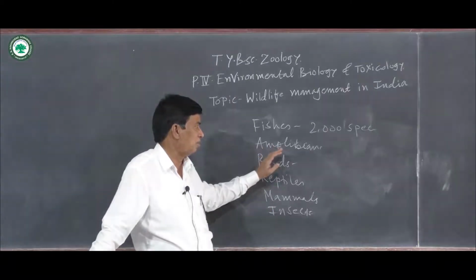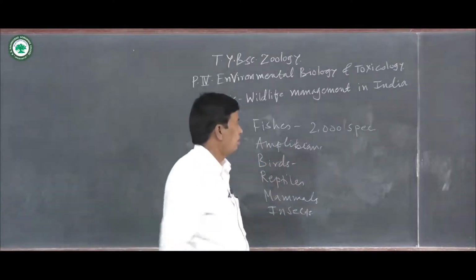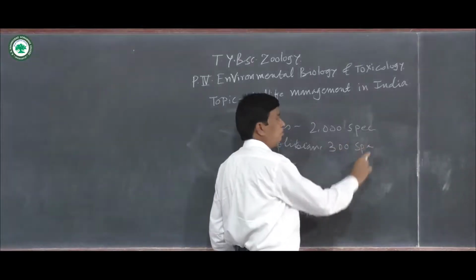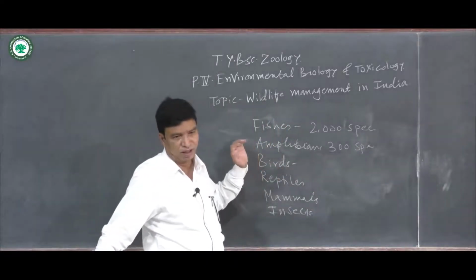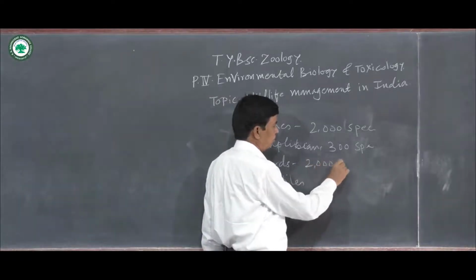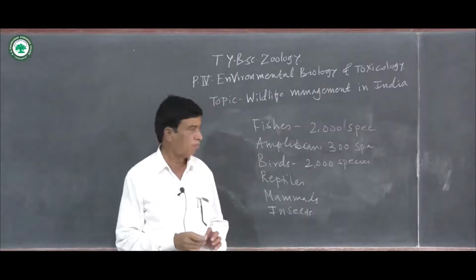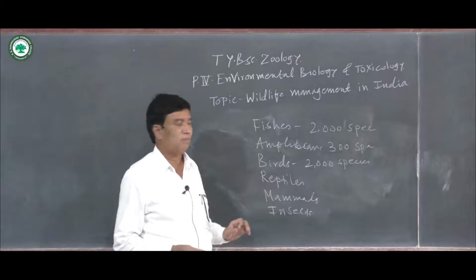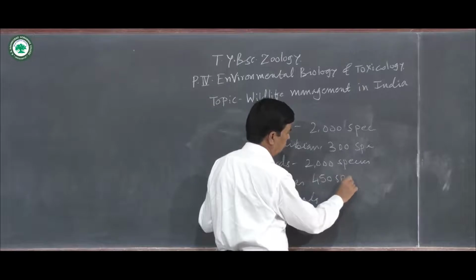Similarly, there are several species of amphibians, near about 300 different species of amphibians, for example. In case of birds, again more than 2,000 different species of birds are living in their natural habitat. There are more than 450 different species of reptiles.